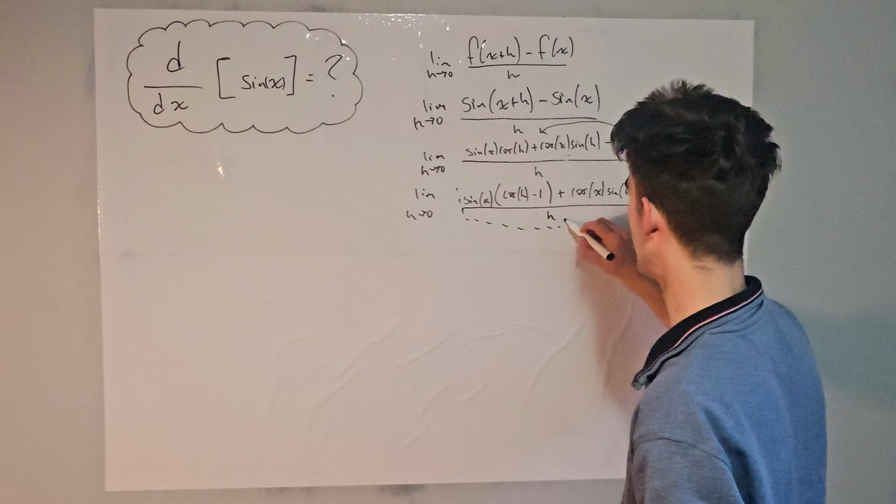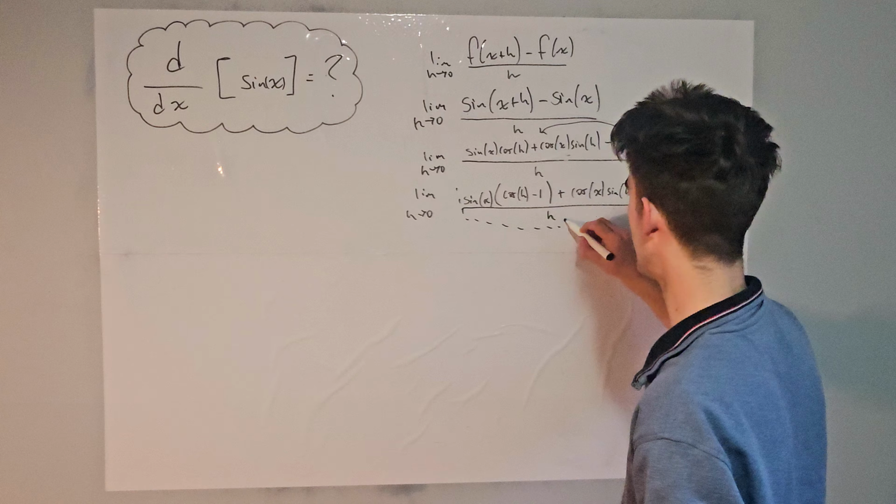Let's say we're trying to find the derivative of sine x. One way we can go about this is to use our limit expression for a derivative. So we're going to substitute sine x in for our function here. We're going to get something like the limit as h approaches 0, sine of x plus h minus sine x, all over h.